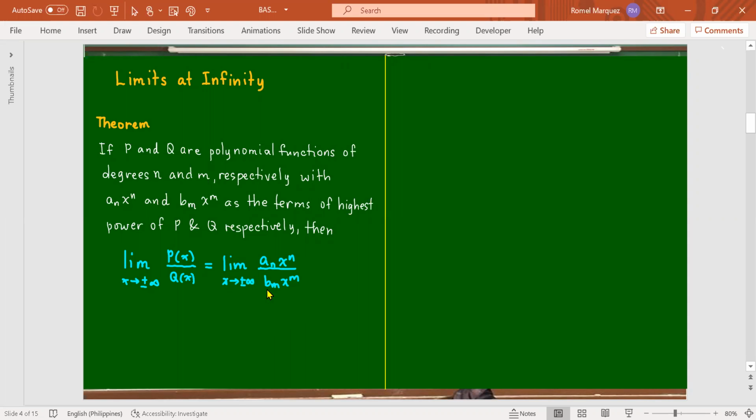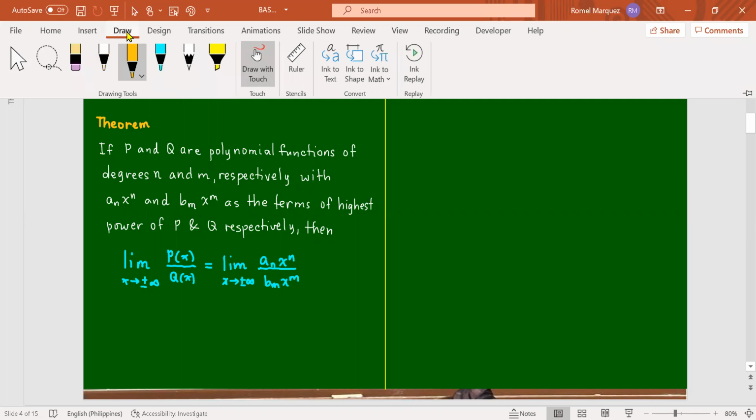So what does it mean? To be able to get the limit of this, all you have to do is to get the term with the highest power, same with the denominator. And you take the limit of that ratio, and that is also the limit of this. If the limit of this does not exist, the limit of this does not exist also. If the limit of this exists and is equal to L, the limit of this also exists and is equal to L. Okay, guys?